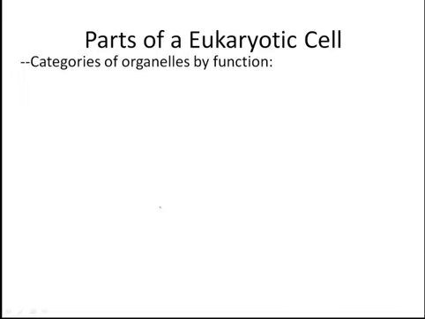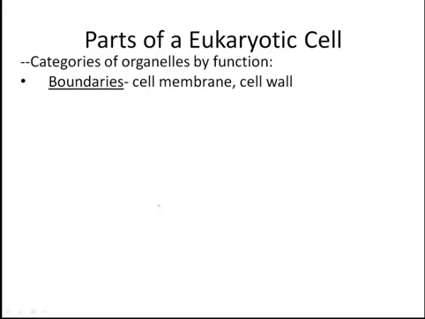So, in a eukaryotic cell, we will categorize all the different organelles by function. It's one of the easier ways to remember them. So, boundaries. The organelles that are involved with providing boundaries to the cell, you have the cell membrane and the cell wall. Remember, the cell wall is only found in plants and bacteria and fungi, some protists. The cell membrane is around all cells.